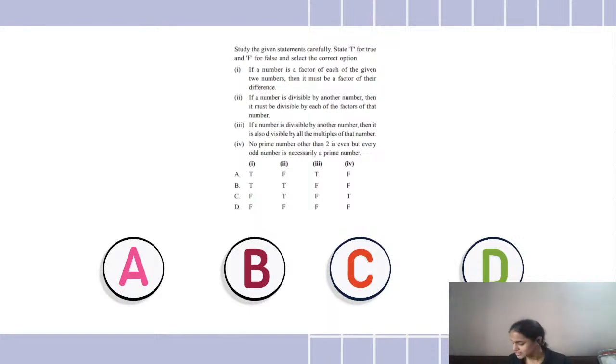So let's start finding whether answer option A is correct or not. What does the question say? Study the given statements carefully. State T for true and F for false. Select the correct option. We are doing the first one.